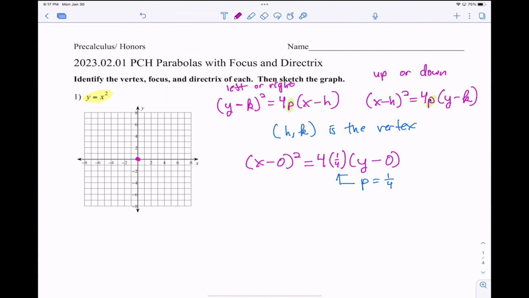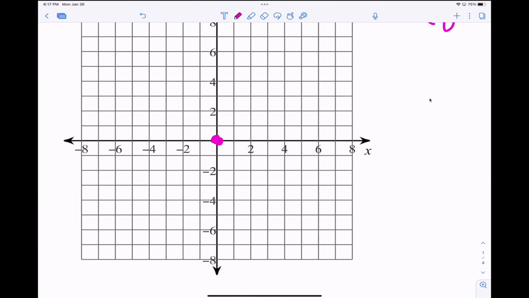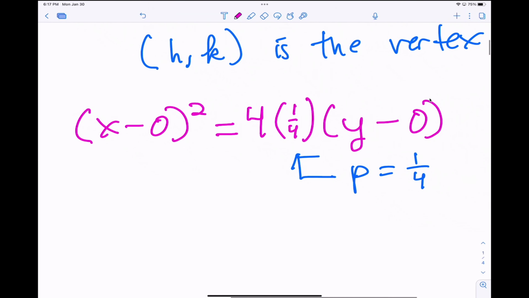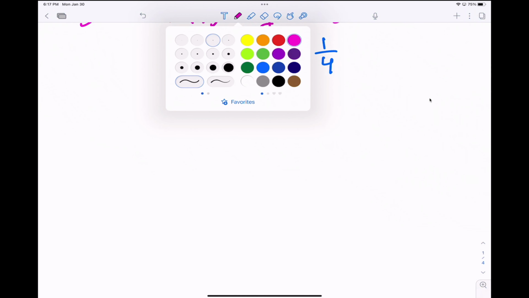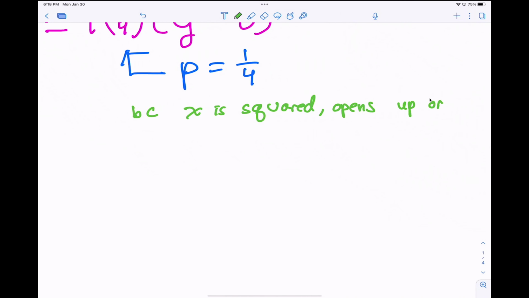Okay, now this graph is going to be terrible. Not even going to lie. Okay, so p is 1/4. All right, if the x is squared, because x is squared, this thing opens up or down. Because p is positive, it opens up.